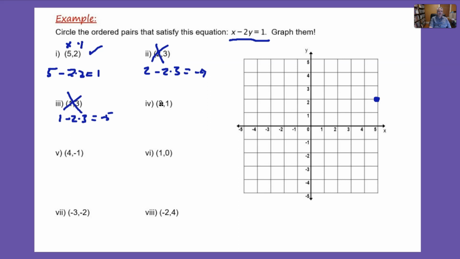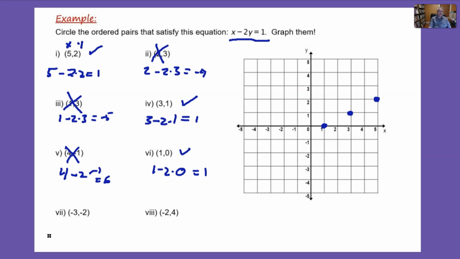That one's bad. Let's put 3 in for x and 1 in for y. 3 minus 2 times 1 is 3 minus 2, which is 1. So this one works. 3, 1 is right there. 4, negative 1. When x is 4 minus 2 times negative 1, that's actually 6, which doesn't work. It's supposed to be 1. Let's try 1, 0. Put 1 in for x minus 2 times 0. That's 1 minus 0, which is 1. That one works. So 1, 0 is right here.